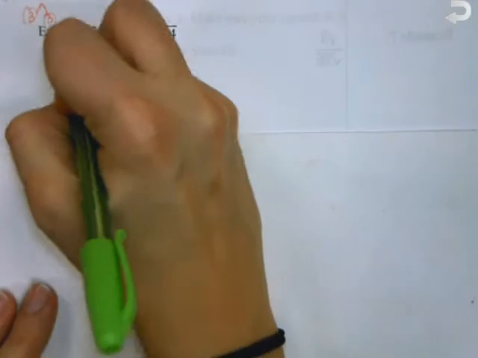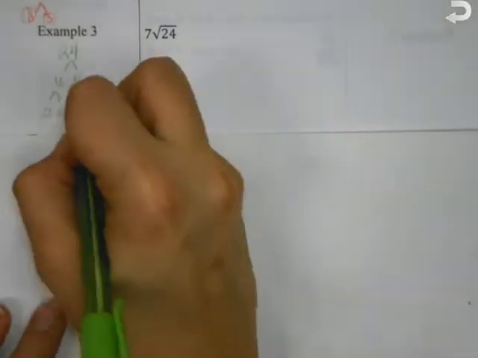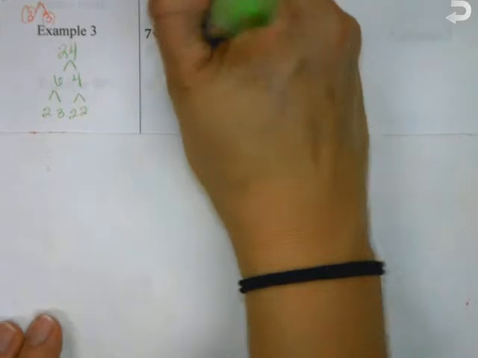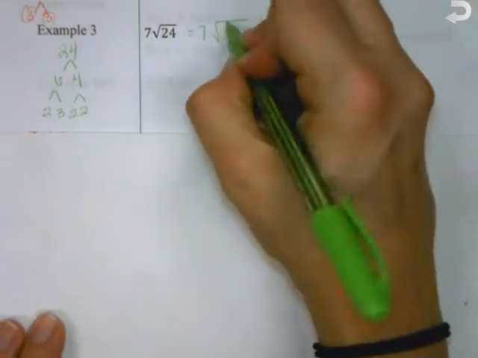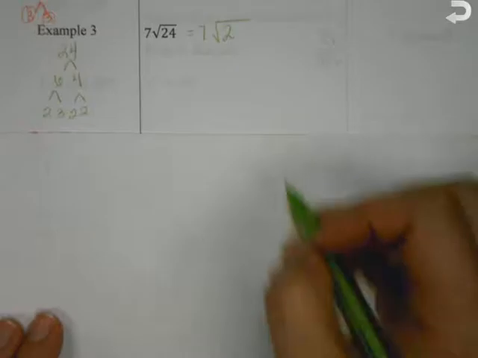Yeah, we just multiply by whatever we pull out. So will you guys do example 3 for me? How does 24 break down, guys? 6 and 4. 6 breaks down to 2 and 3. And 4 breaks down to 2 and 2. So this is the same as 7 root 2 to the what power? 3rd times 3.